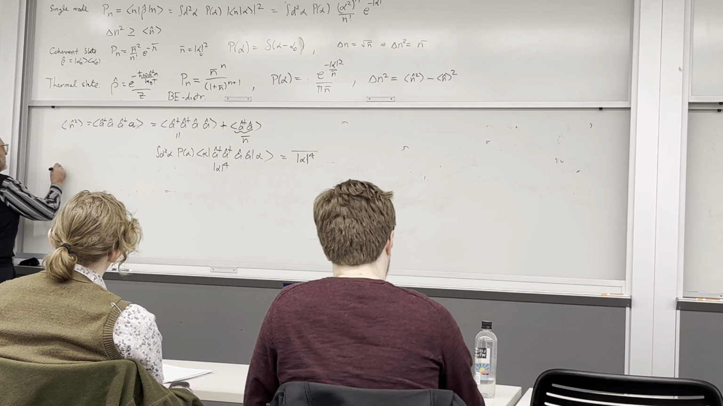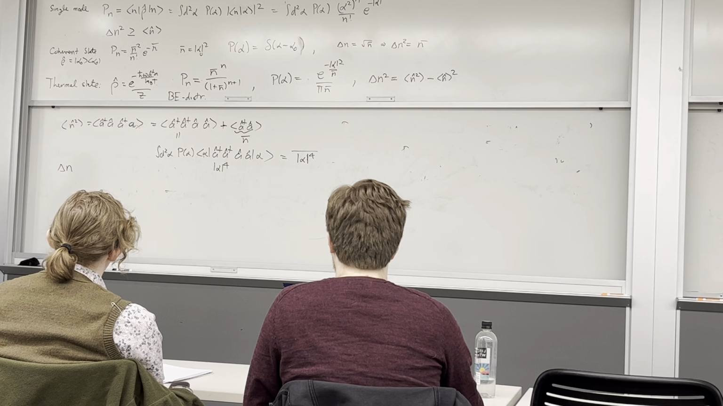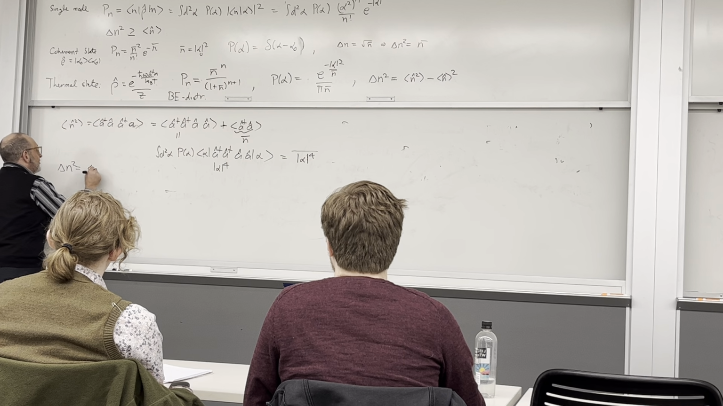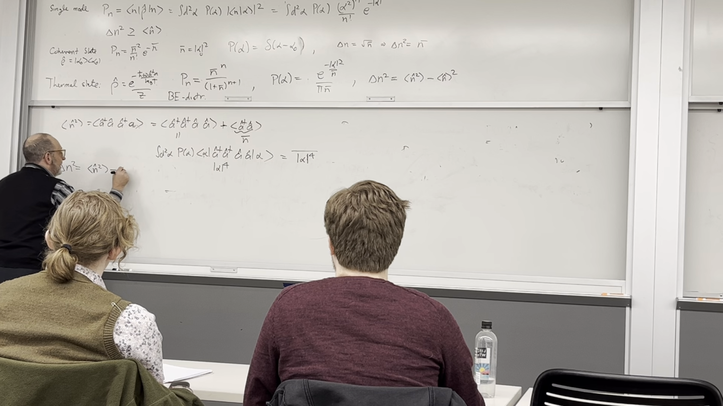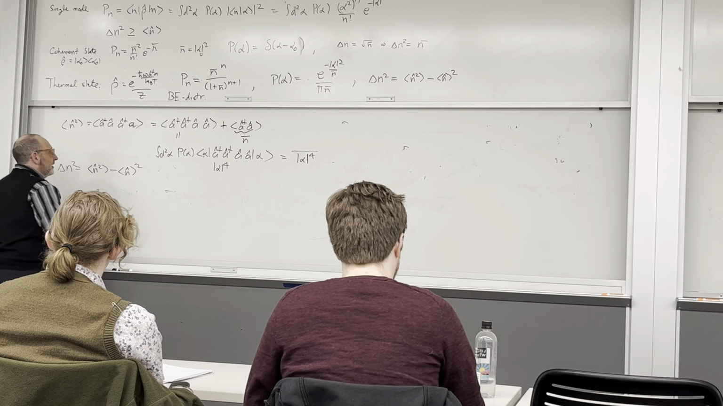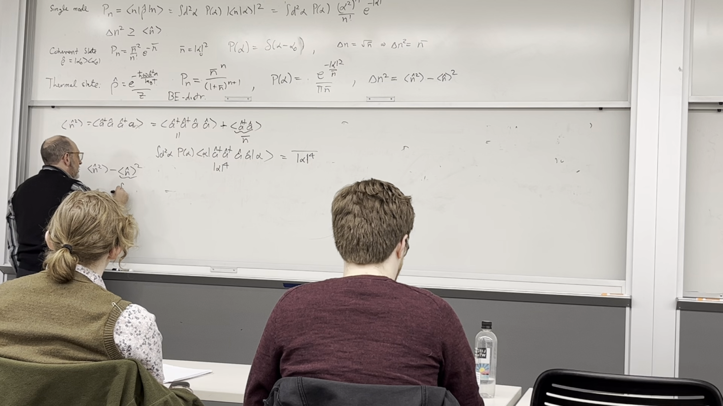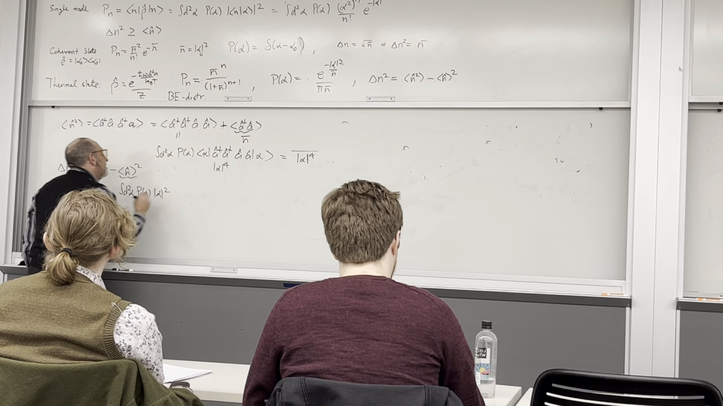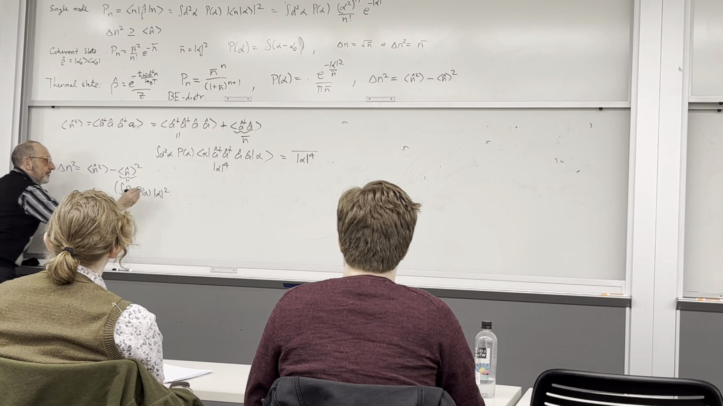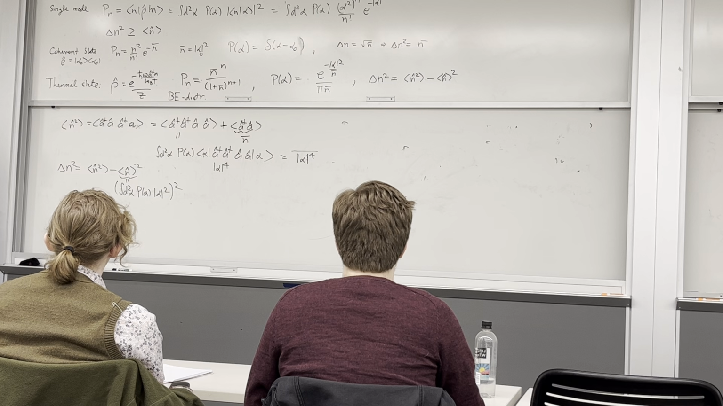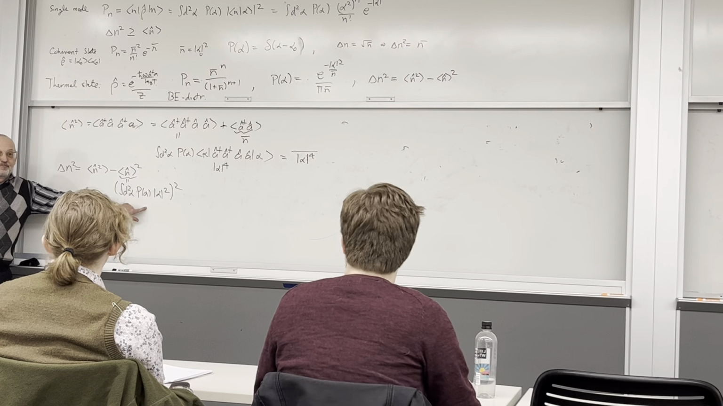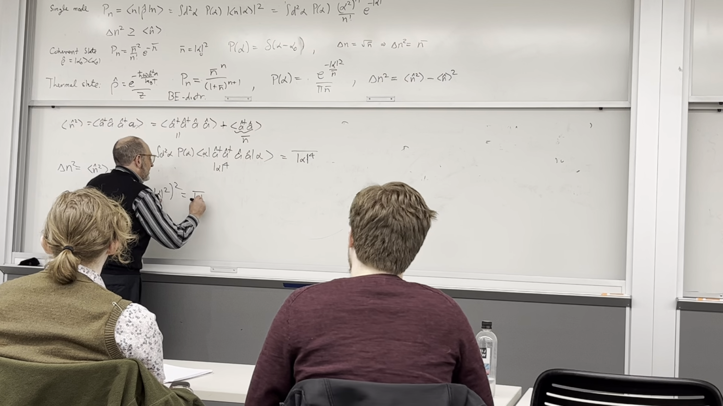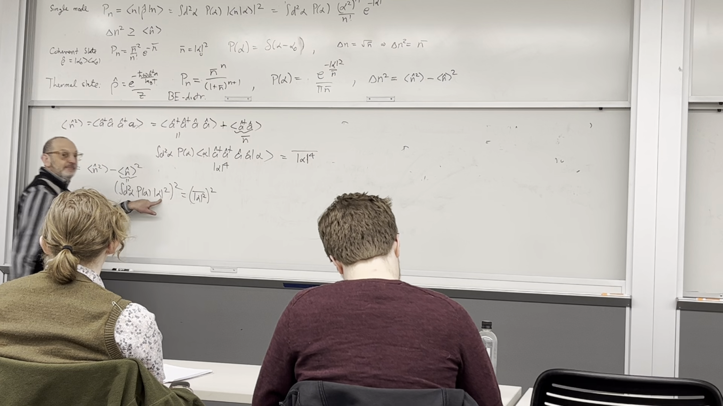So the fluctuation in the number of photons in the mode is equal to the mean of n squared minus the mean n, squared. Everyone see that that's the mean n? Right? Which is the average of n squared.